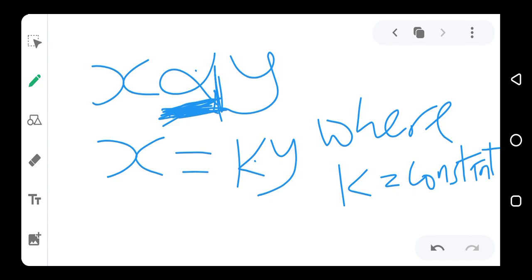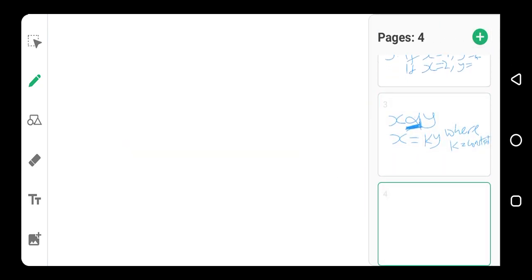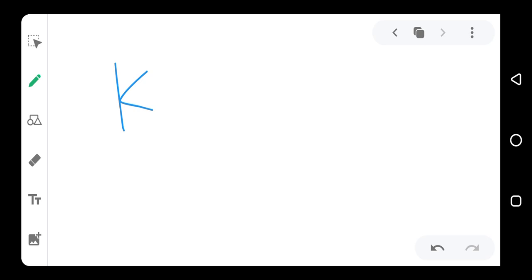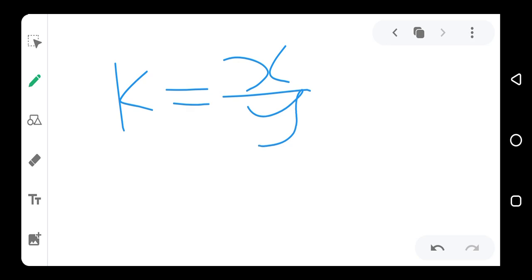Now that you have this, you will make k the subject of the formula, that is, to make k stand alone. To make k stand alone, you take the one that is staying with it to the other side. That means you are dividing x by y. So you say k is equal to x over y.